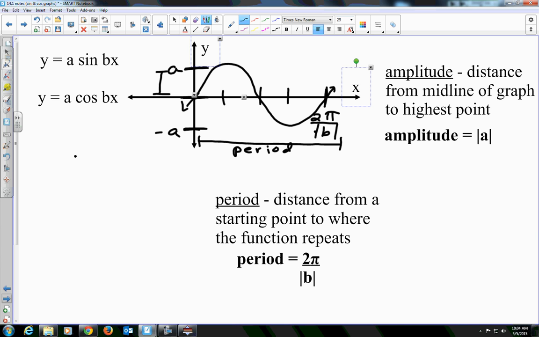So are we going to be given B and A and having to... I'm going to give you an equation. You're going to look at the equation, and from that you're going to figure out what A is, what B is, and you're going to graph the function. Okay.